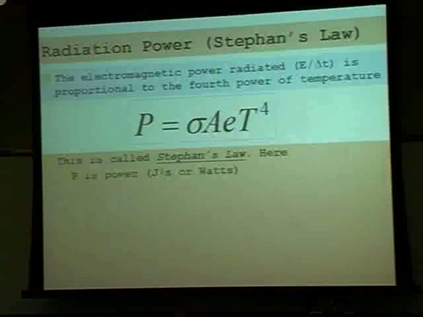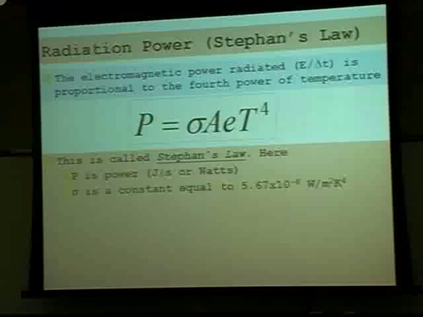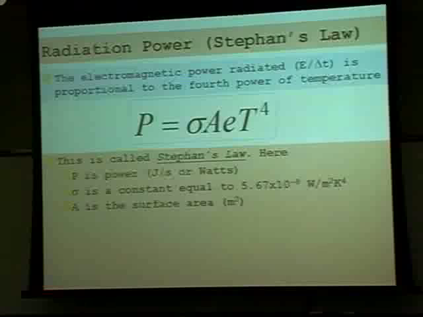P is power, joules per second, or watts. Sigma is a universal constant. It's the Stefan-Boltzmann constant, and it's equal to, ironically, 5.67 times 10 to the minus 8 watts per meter squared per Kelvin to the fourth. So that 5.67 comes up again. This is 5.67 times 10 to the minus 8. Easy to remember. So if I don't give it to you on the test, you should remember that, or else look on the matching page.